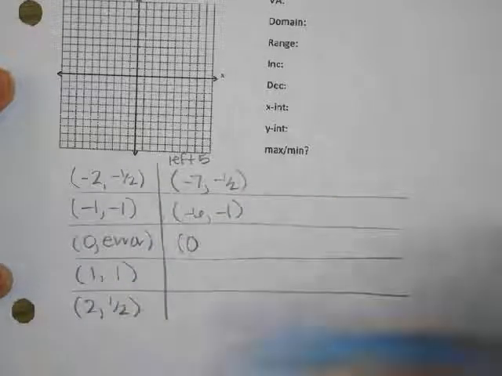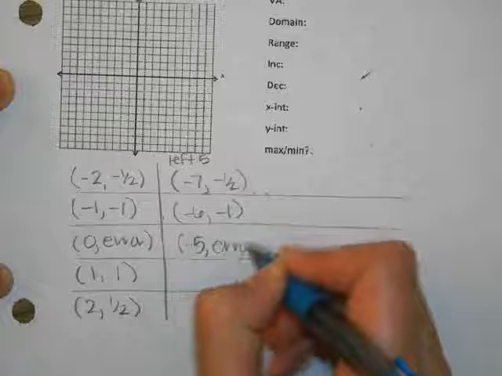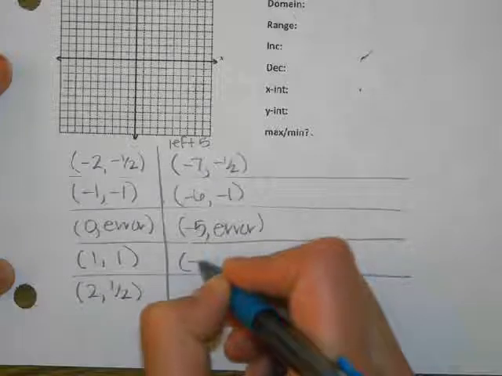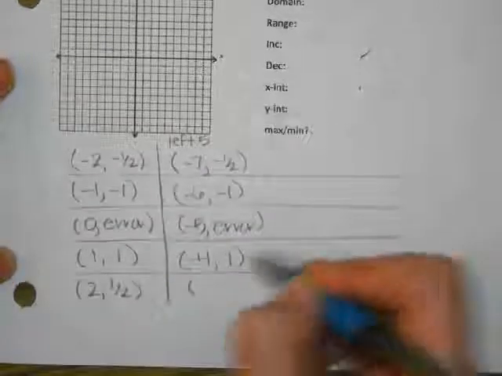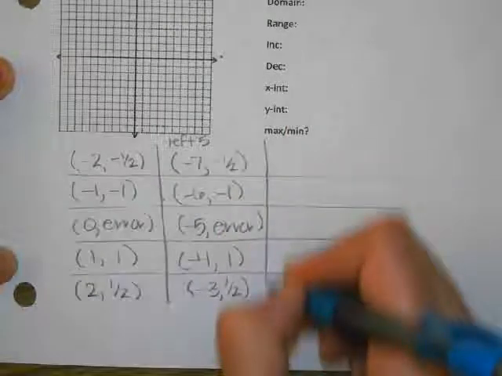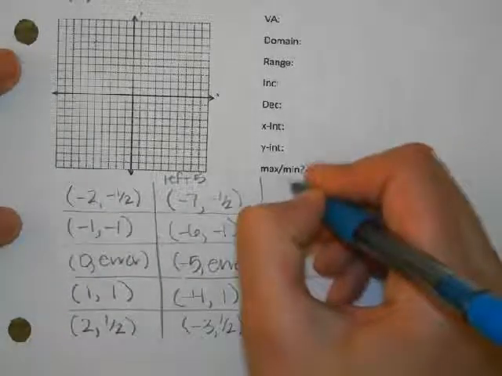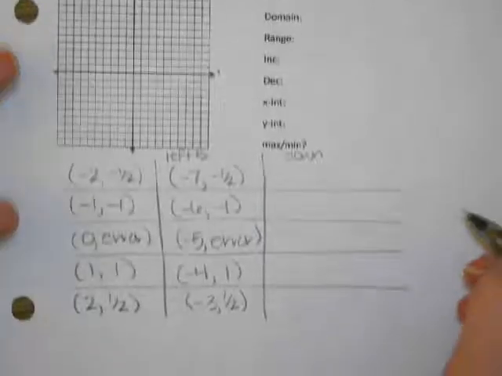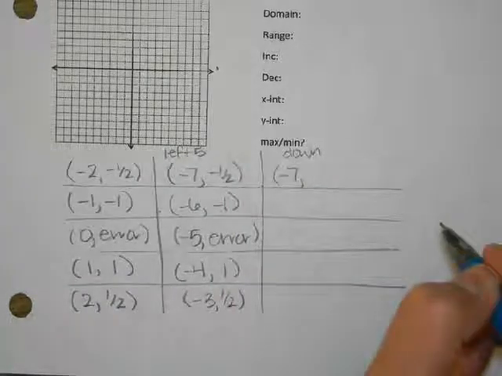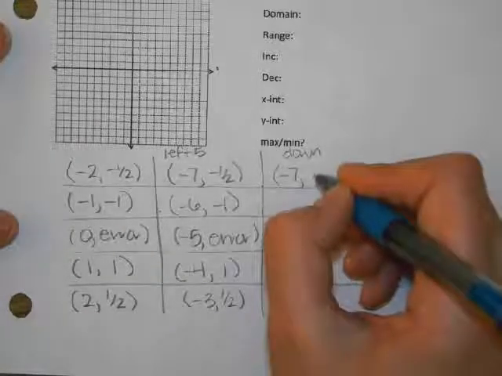0 becomes, 1 becomes, and 2 becomes, all right, and then our last transformation is down 3. What does that happen to? The y value. So -7 stays the same. -1/2 is going to be -3.5. Yep.